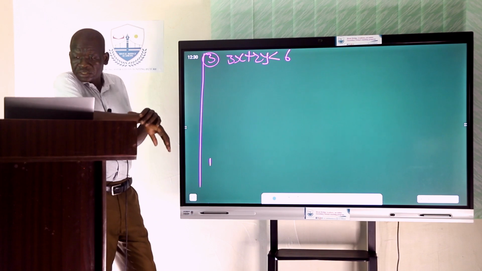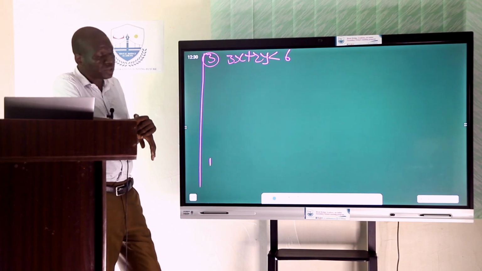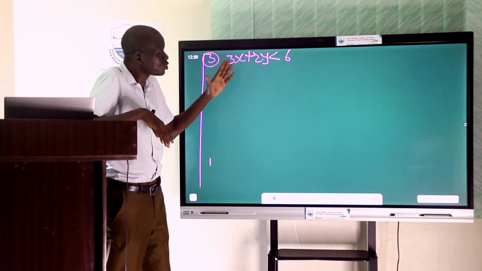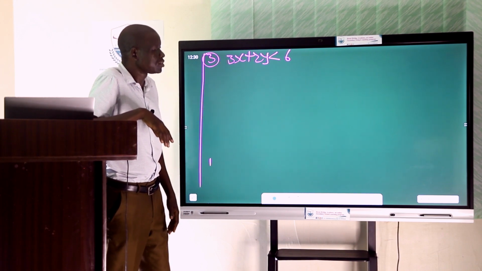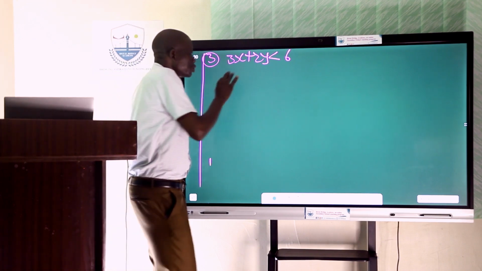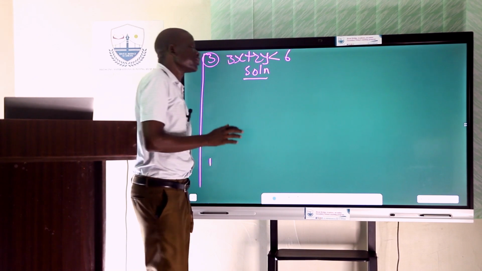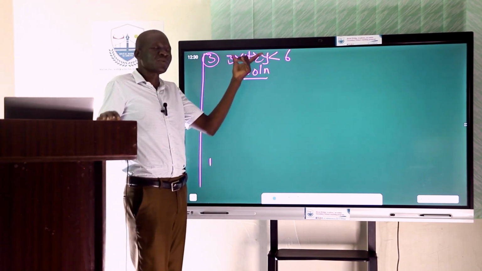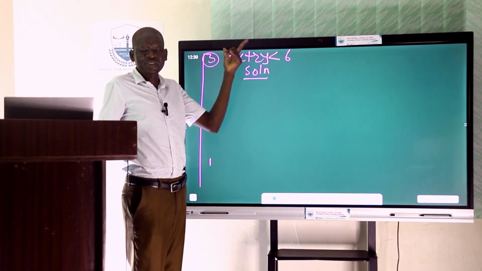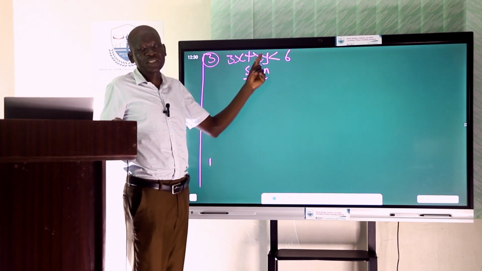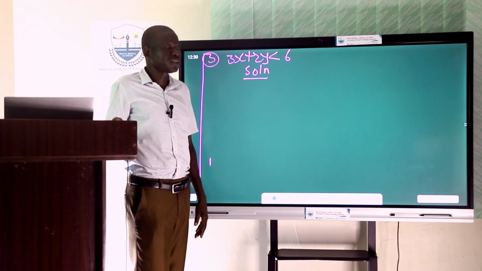By shading out the unwanted region. So they want us to show this region for which 3x plus 2y is less than 6. So the solution is, the first thing is, we treat this inequality as if it was an equation. How? By replacing the inequality sign by the equal sign.